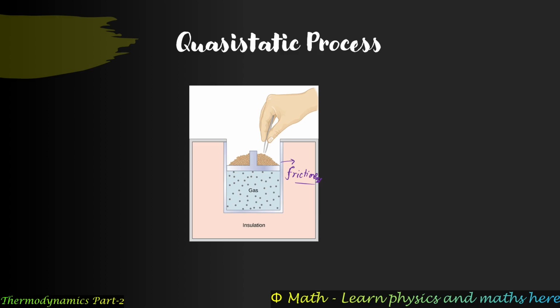Now we can simply say it in the language of physics as we have to make equilibrium after each step. In this case, the step is removing a grain of sand. After a grain of sand is removed, the piston will slightly rise up, and we will have a new equilibrium state.